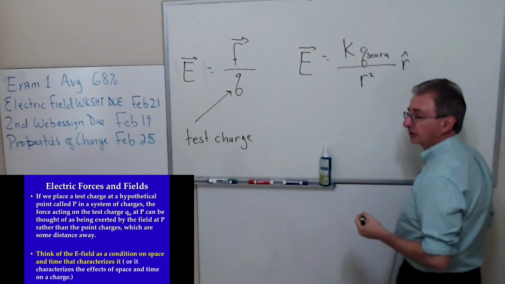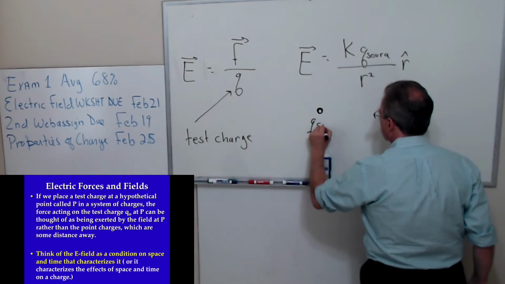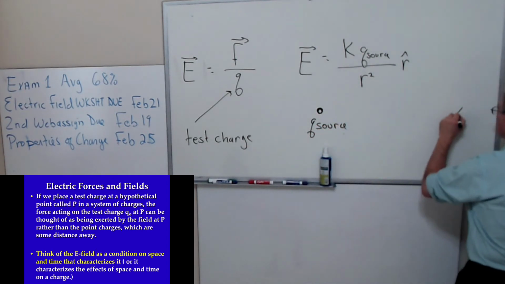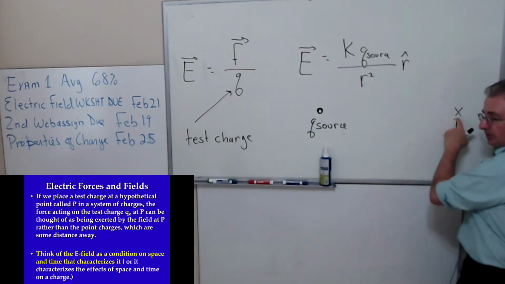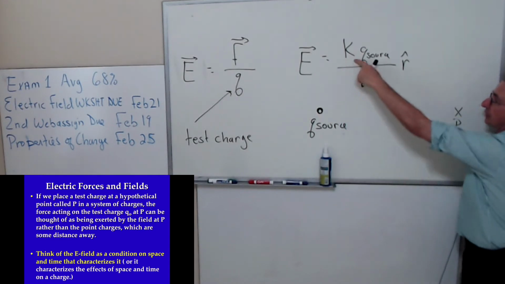If I write, for example, if I have this is my source of the field, and this is a point in space. It's not a charge here, okay? Because everybody gets mixed up with this. This is a point in space. Then the field at this point, due to the source, is given by this expression.